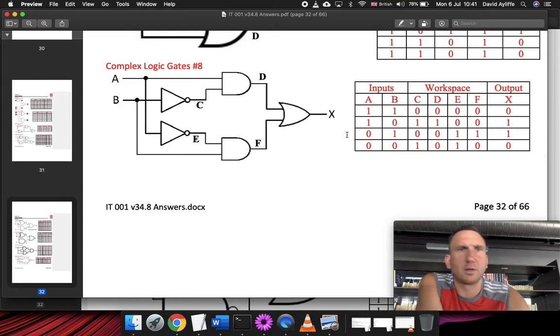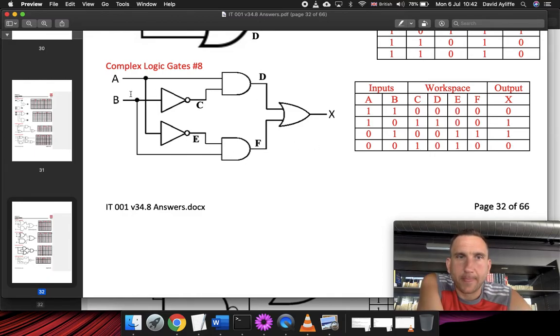Okay, complex logic gate number 8. So C is not B. Nice and easy. 1s become 0, 0s become 1s. E is not A. 1, 1, 0, 0, 0, 0, 1, 1. Easy.